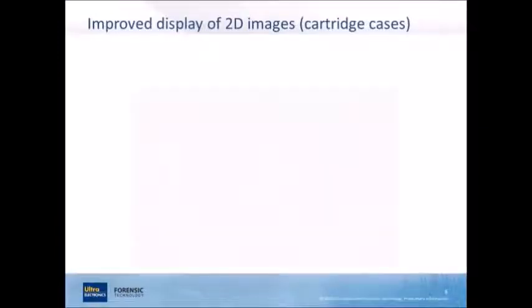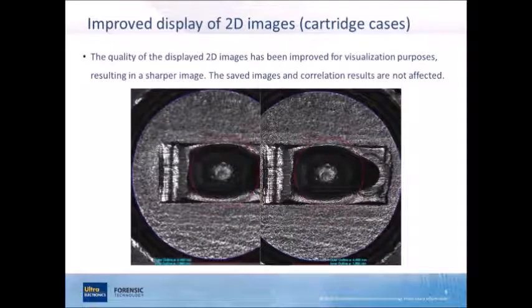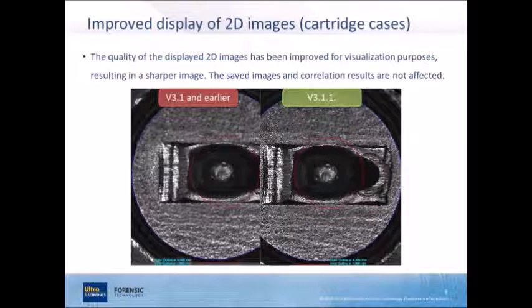Okay, so first up, the quality of displayed 2D images has been improved. On version 3.1.1, images appear a little sharper than they did in previous software versions. On the left here, we see a breech face image as it appears in previous software versions, and on the right is the same breech face image viewed in 3.1.1. Now, this is strictly a visualization feature. Saved images and correlation results are not affected.